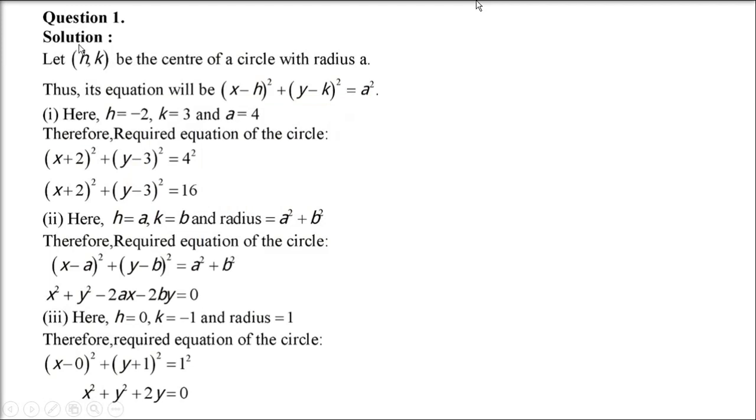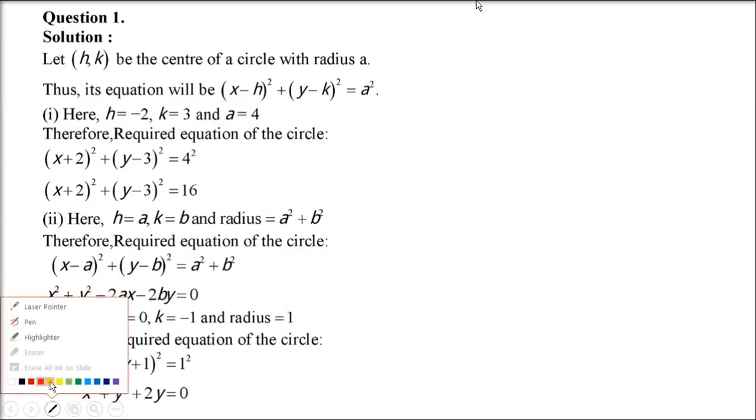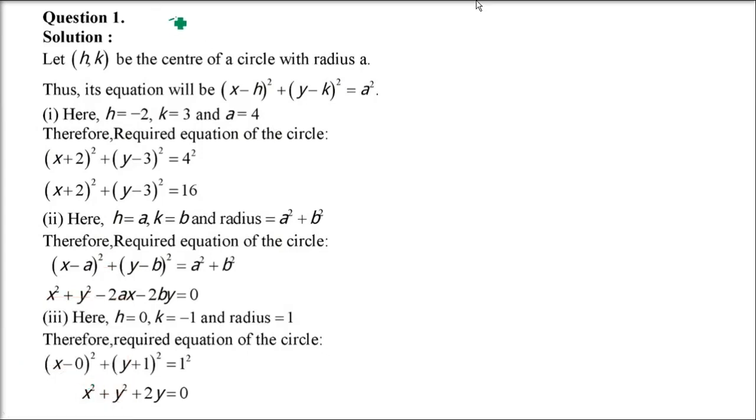Find the equation of the circle with the given data. There are around 5 parts here, and in each and every part we have to find the equation of the circle when the center is given and the radius is given. Center and radius are given, so the equation needs to be found. Let us start with h and k. In the first part, h and k are given, and also the radius is given, which is 4.